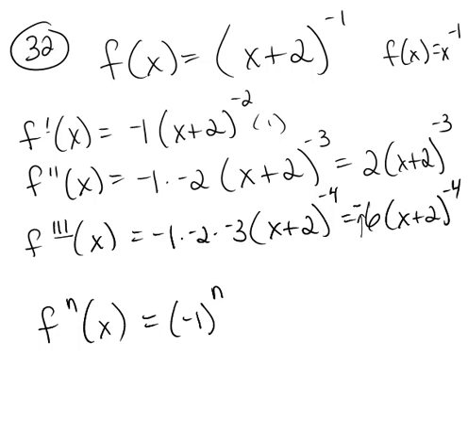Now, you'll notice that on the third derivative, you had 3, 2, 1. On the second derivative, you had 2 times 1. On the fourth derivative, you'll have 4 times 3 times 2 times 1. We learned that that is n factorial. And then we have this (x plus 2), and the exponent is the negative of n plus 1. So that's how we get to the negative 4. That is the pattern for this problem.